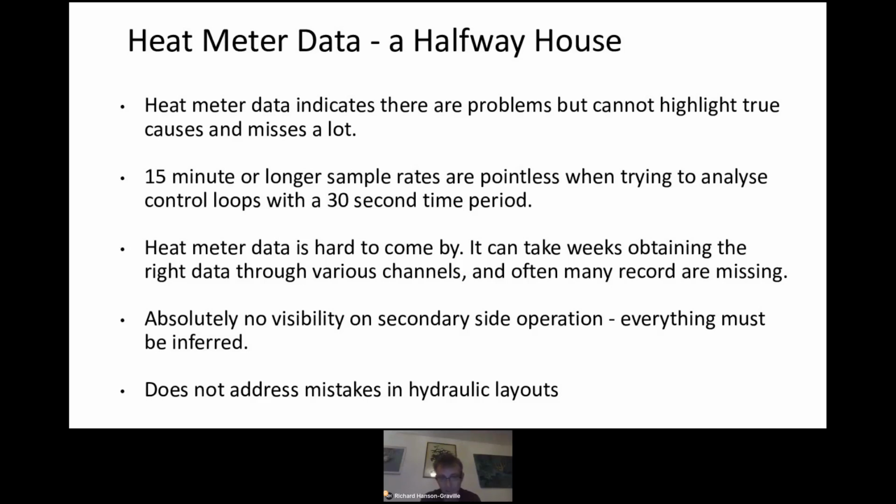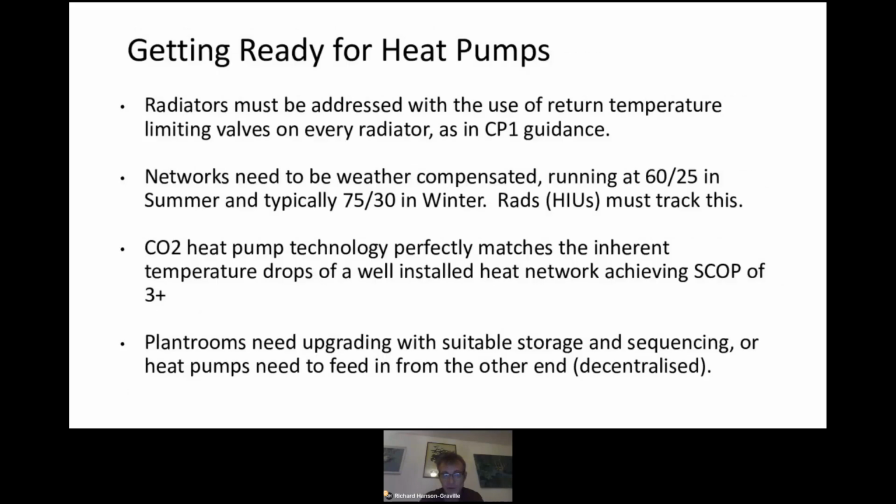So they're great for an overall, yes, the return temperatures are high, this thing's not working, but they're not really there for actually fault finding. Let's say they do not address hydraulic layouts. So a lot of the problems of pipework layouts are completely wrong. Heat meter doesn't address that in the slightest. So really just draw people's attention to the fact that optimization of heat networks requires a proper look at it from top to bottom, not just reading flow and return temperatures.